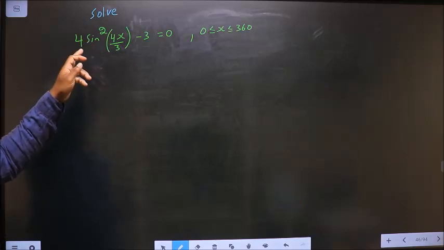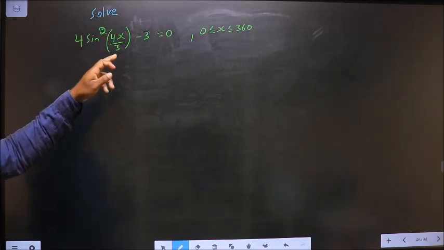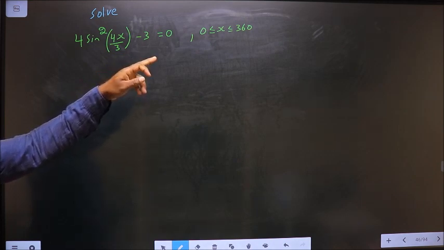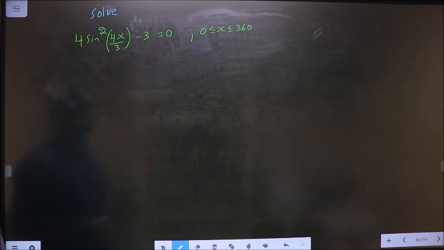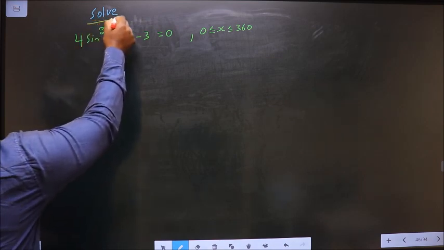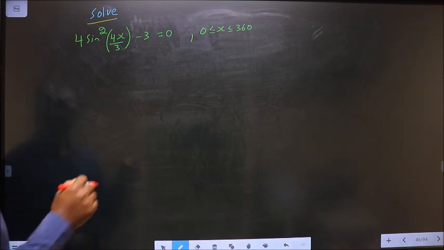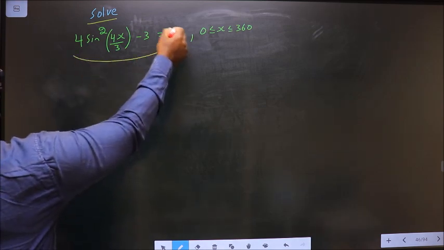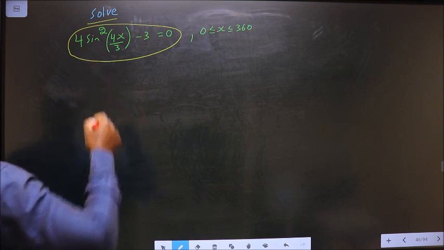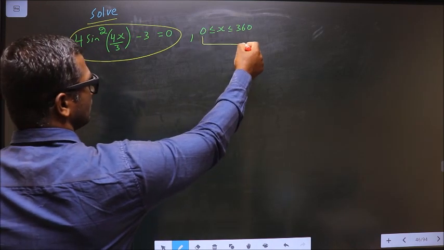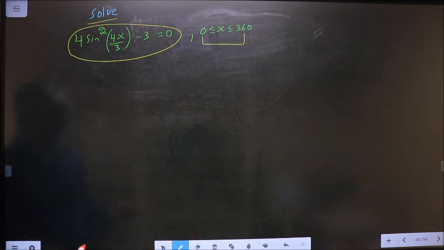Solve 4 sin²(4x/3) − 3 = 0, where x lies in the interval 0 to 360 degrees. Here they told you to solve, so you should find the values for x satisfying this equation, and also it should lie in the interval 0 to 360 degrees.